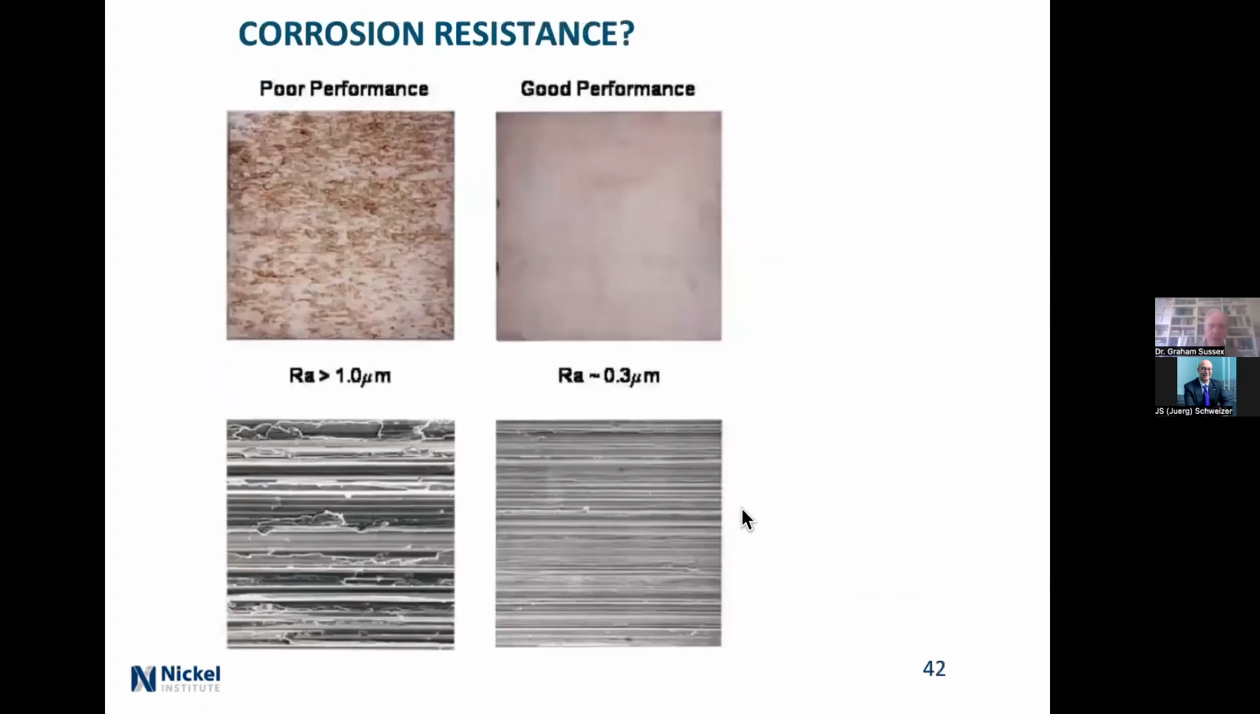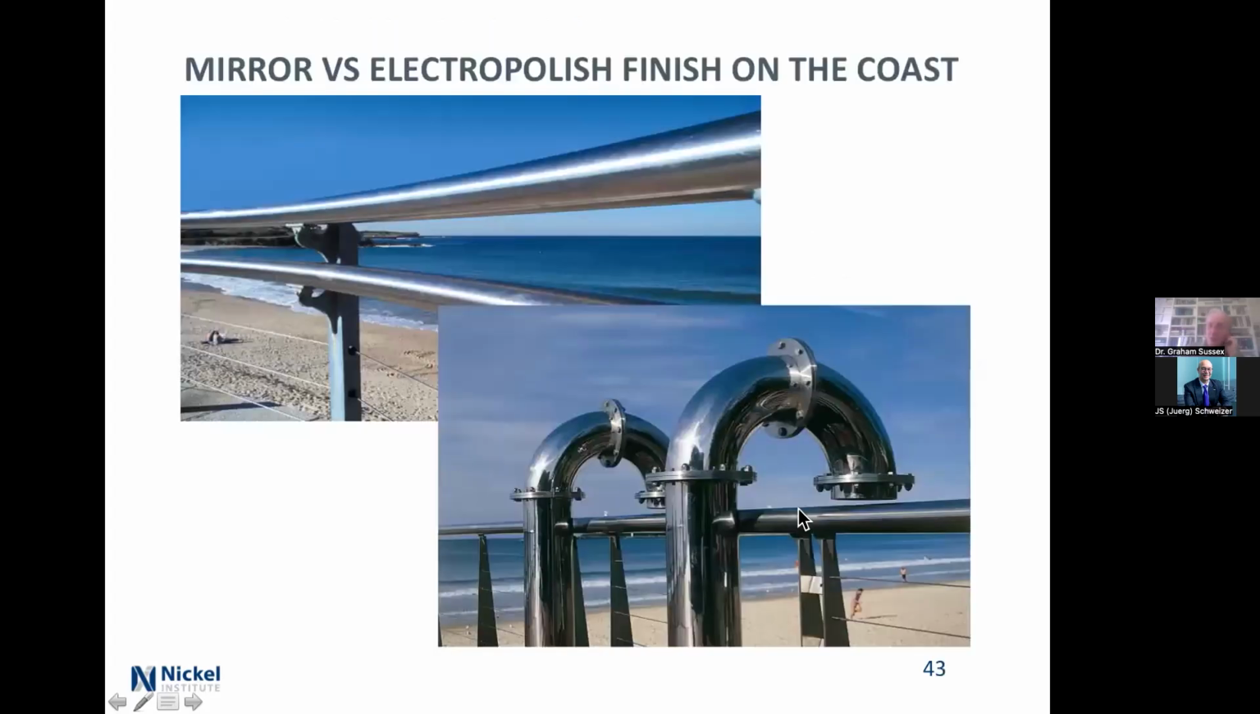And what happens if you put them into a salt spray test? It's a terrible test for stainless steel. But look, that's an Ra of 1 micrometer, and look at all the flaps, all the little crevices there. At 0.3 micrometer, a lot smoother. And that's what the corrosion resistance looks like. If you've got a mirror finish or electropolished finishes, so a mirror finish up here and electropolished finish down here, and there's the sea rolling in. This is the East Coast, the Pacific rolling into Australia. Hey, both look pretty good and both will stand up fairly well. The electropolish will be marginally better.